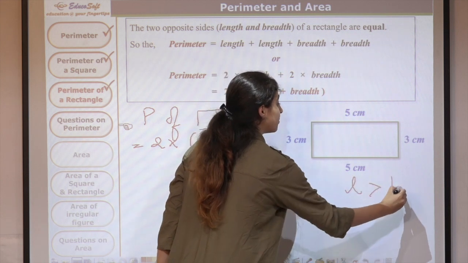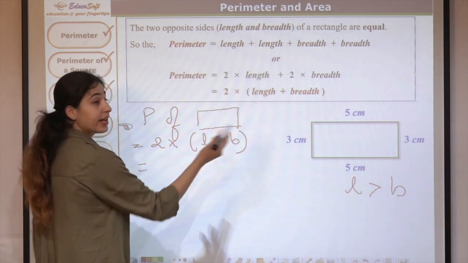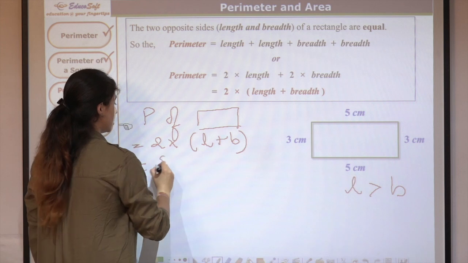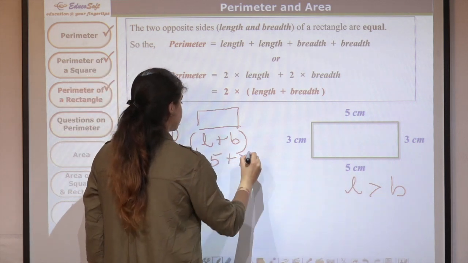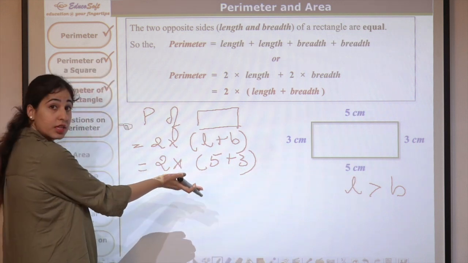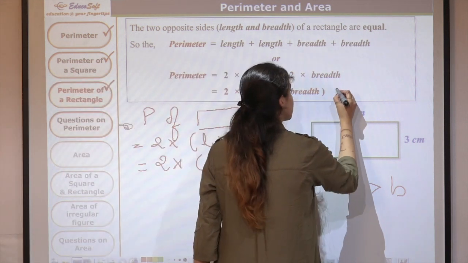L is the length and B is the breadth. Length is greater than the breadth. So, 5 is greater than 3. 2 times 5 plus 3. We solve this using BODMAS.